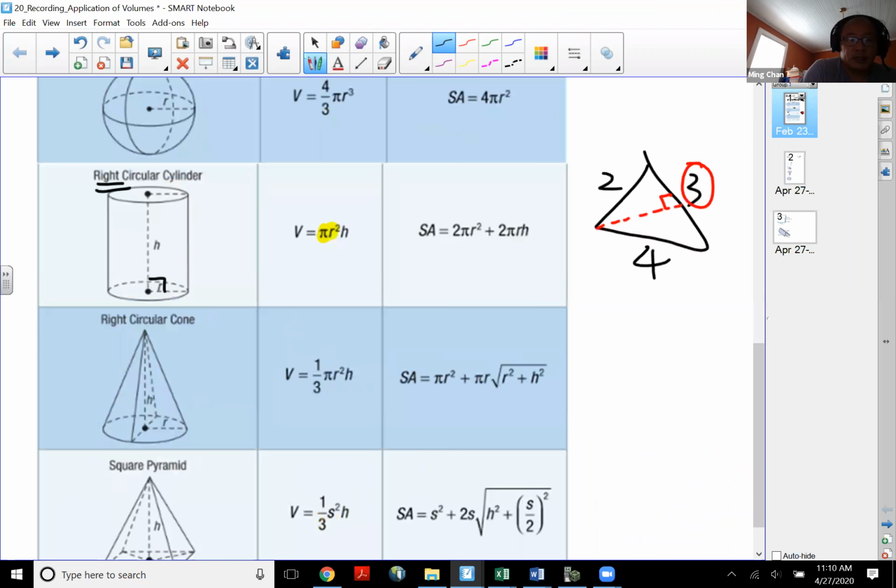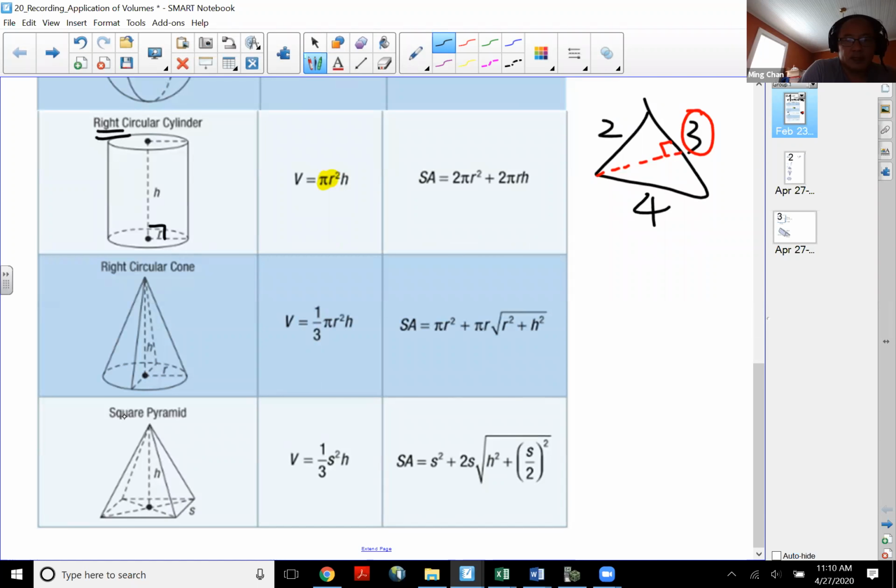Now for cylinders and cones, the base has to be a circle. So those types of formulas are kind of locked in. But for pyramids, this is a square pyramid. That's the reason why here it says side squared. That's your area of the base.